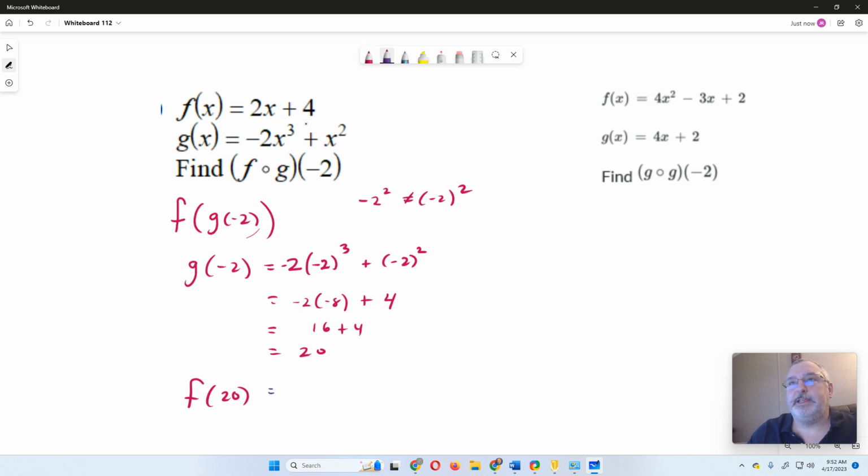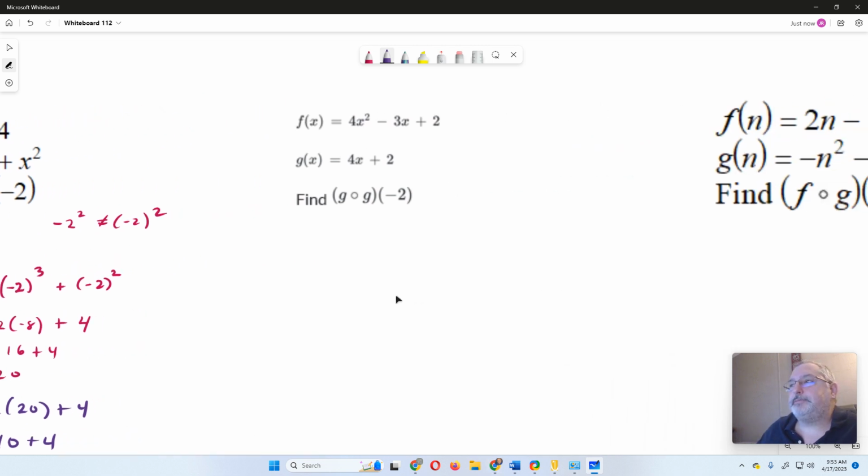f of 20. f is this function. So we get 2 times 20 plus 4. 2 times 20 is 40, plus 4. And that's 44. So that's the process. Evaluate the first function, then use that answer in the second function. So let's look at this next example.